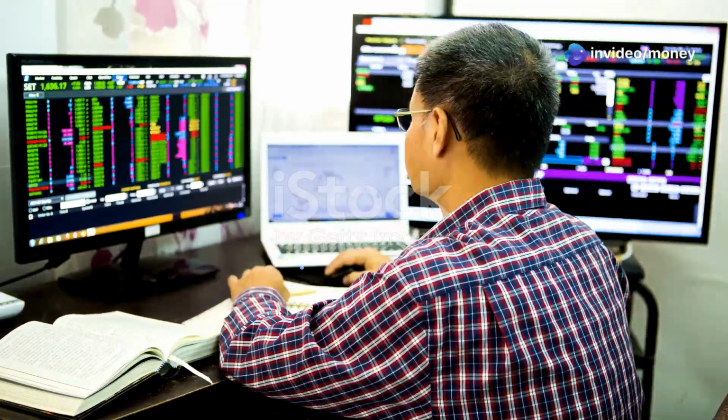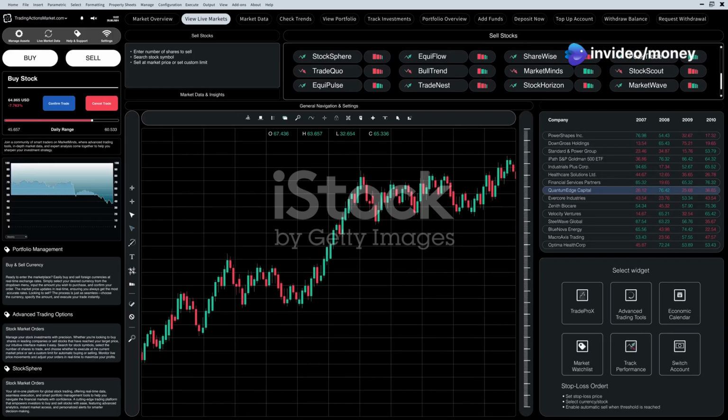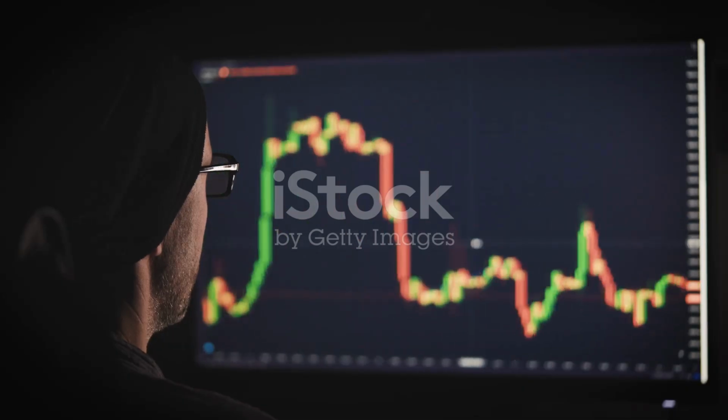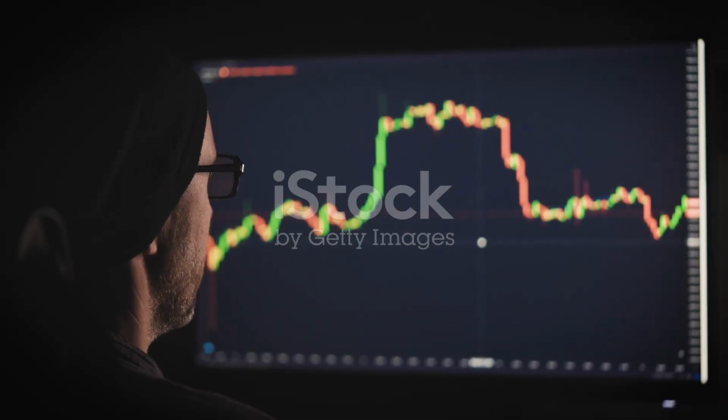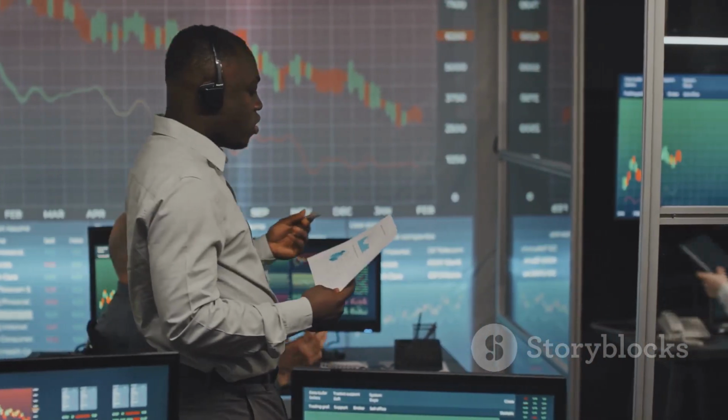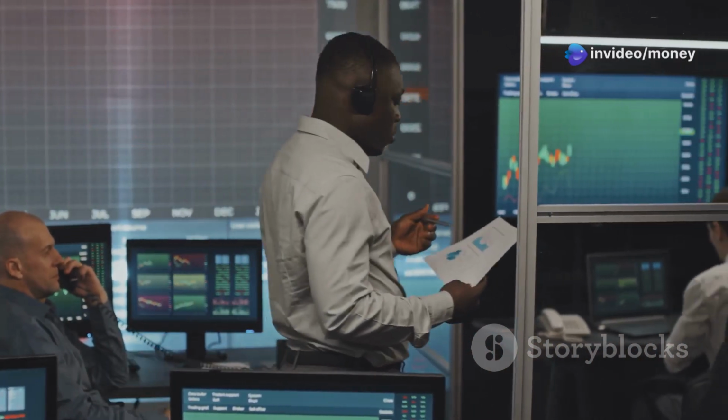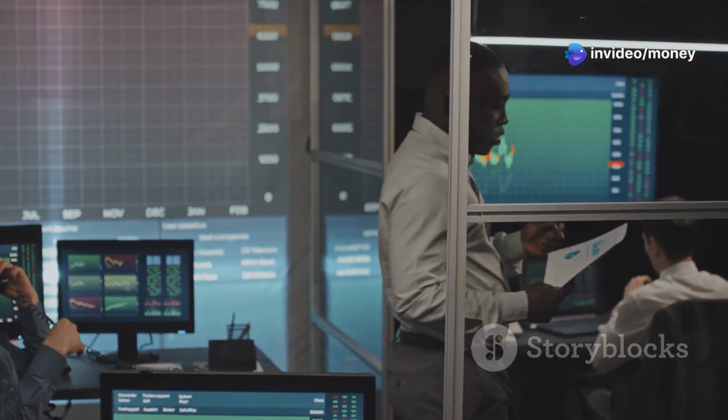Welcome back, traders. Today we're diving into the world of momentum indicators, essential tools for measuring the speed and strength of price movements in the market. Whether you're a seasoned pro or just starting out, understanding momentum is crucial for making informed trading decisions.